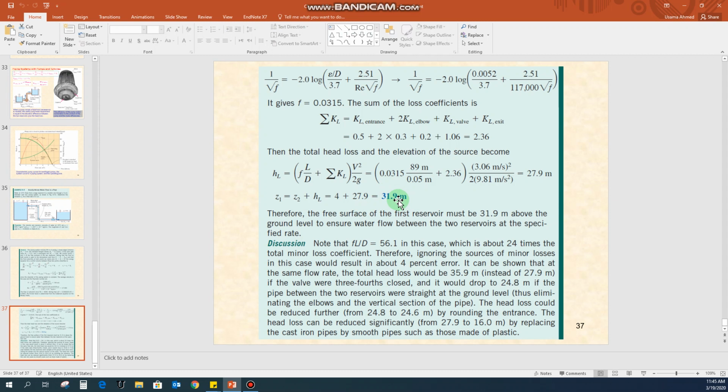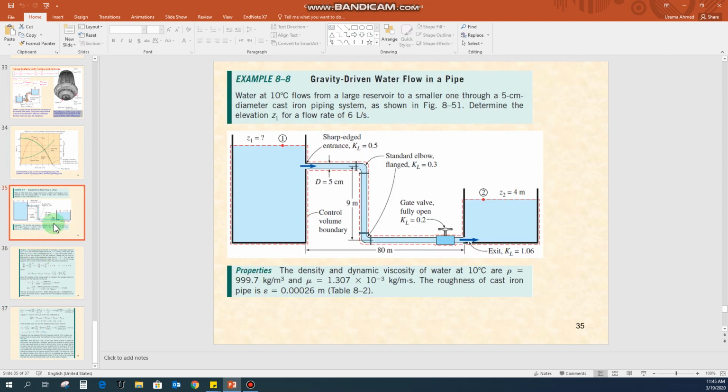So this is a very good example in which we have dealt with both the major head losses and the minor head losses, and this is all we were studying in this chapter until now. So you can go through this example and let me know if you feel any difficulty.